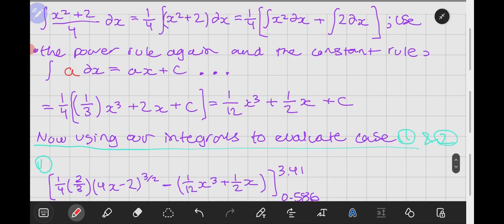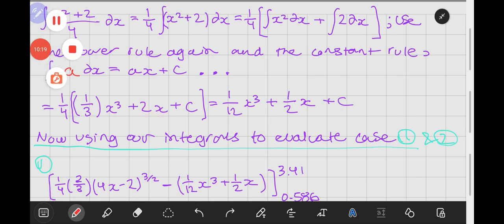Okay? So our integral then becomes 1/4, the constant, times, of course, our whole set of two integrals. Our integral becomes the 1/4 times 1/3 x cubed, and our second term becomes 2, our constant, times x, so 2x plus c.